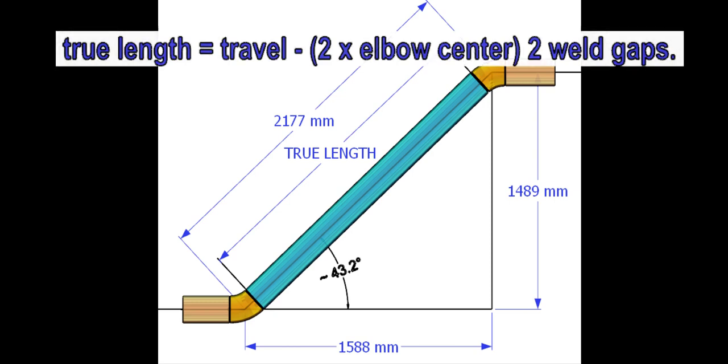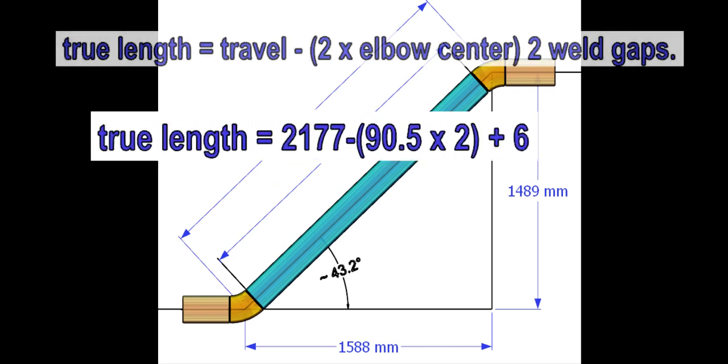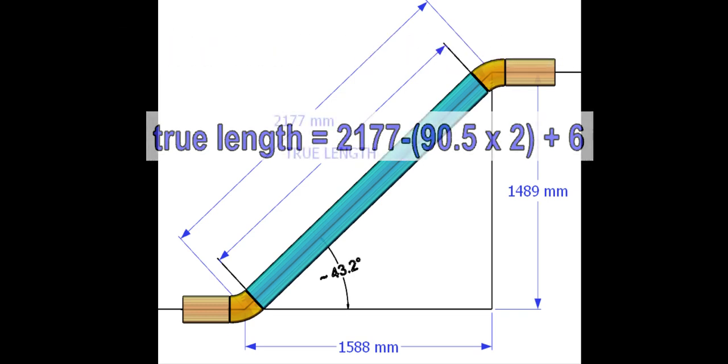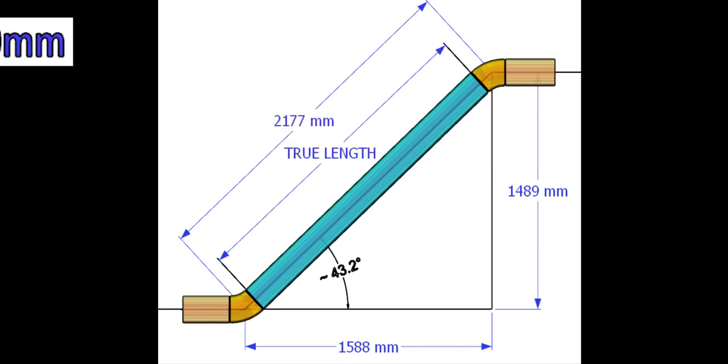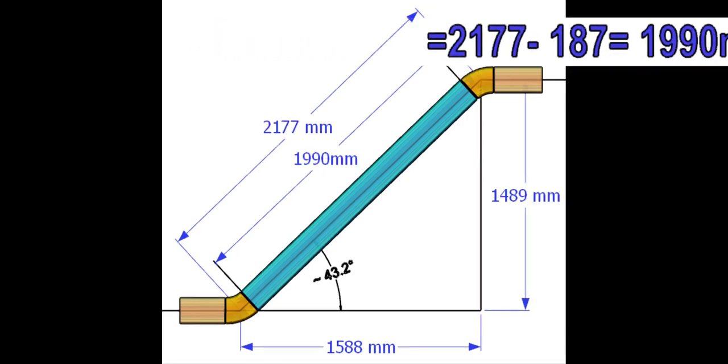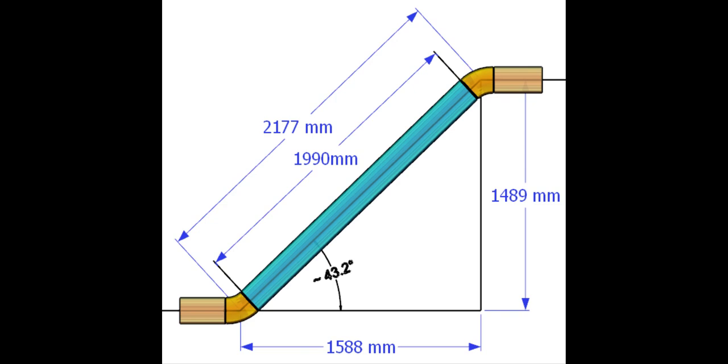The true length formula is the travel minus the sum of two elbow centers and two weld gaps. Here, I assumed one weld gap is 3 millimeters. The result of the calculation is 1990 millimeters, and that is the true length of the pipe.